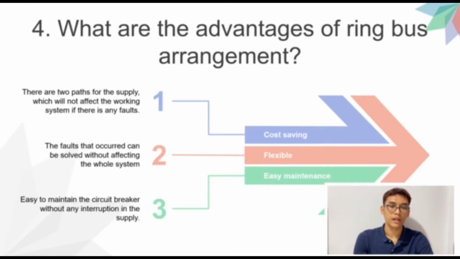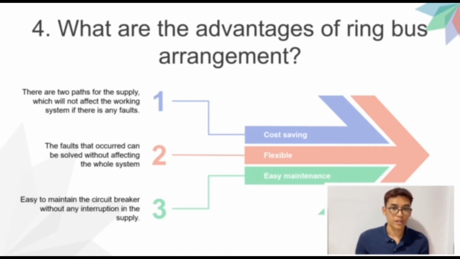Question 4, what are the advantages of ring bus arrangement? Ring bus arrangement has two paths of supply, which will not affect the working system if there is any fault. If there is any fault, we can solve it without interrupting the whole system. We can say that ring bus arrangement is very flexible and easy to maintain because if we want to solve the fault, we don't have to shut down all the system, but can just repair it without interrupting the supply.